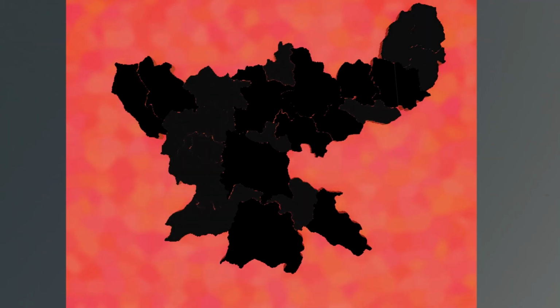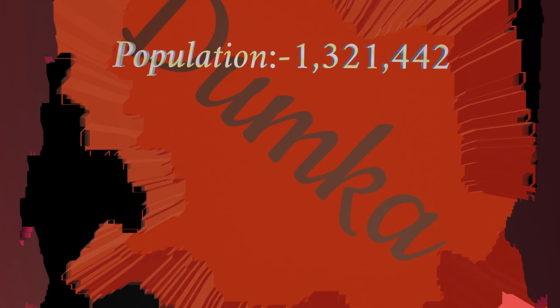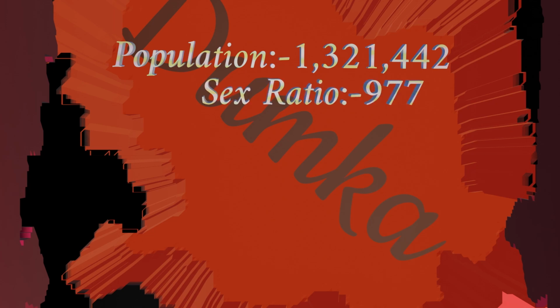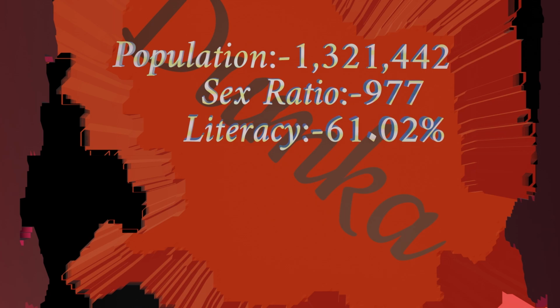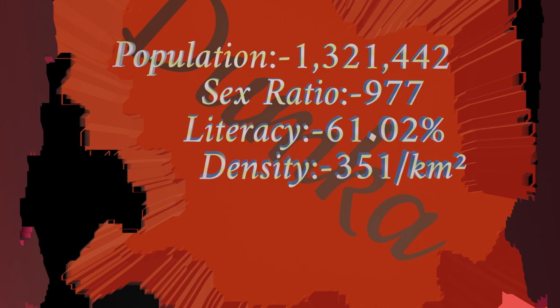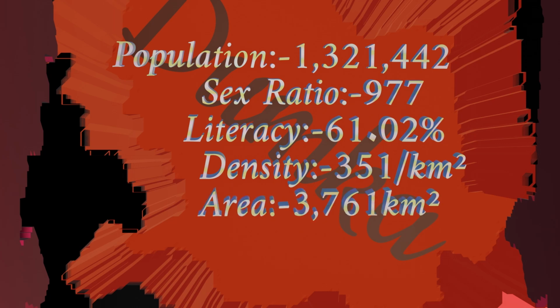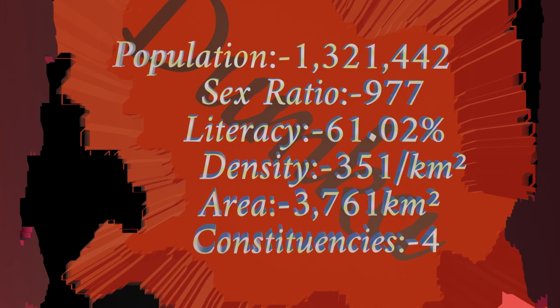Now let us move to Tumka. Population of Tumka is 1,321,442. Sex ratio is 977. Literacy rate is 61.02%. Density is 351 per kilometer square. Area is 3761 kilometer square. Constituencies are 4.